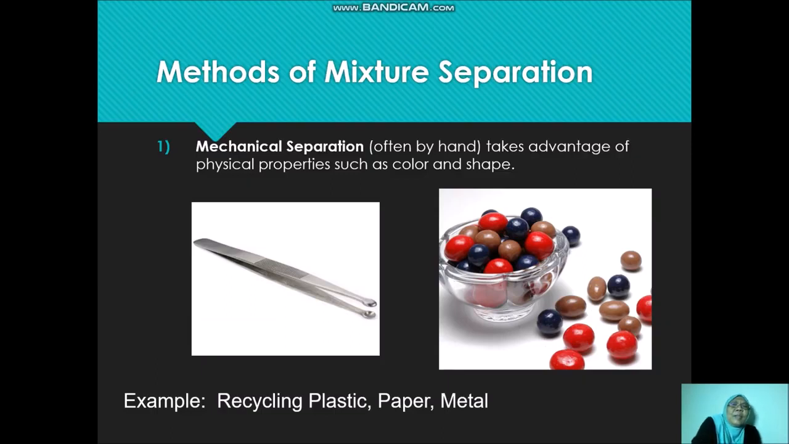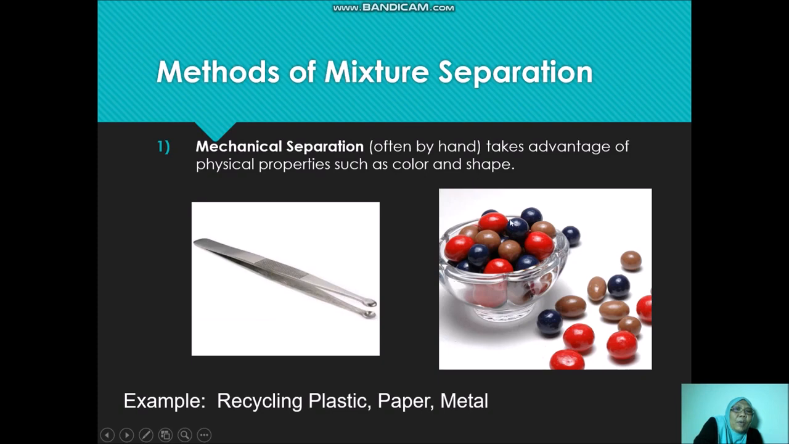Today we will study methods of mixture separation. The first is mechanical separation, often done by hand, which takes advantage of physical properties such as color and shape.